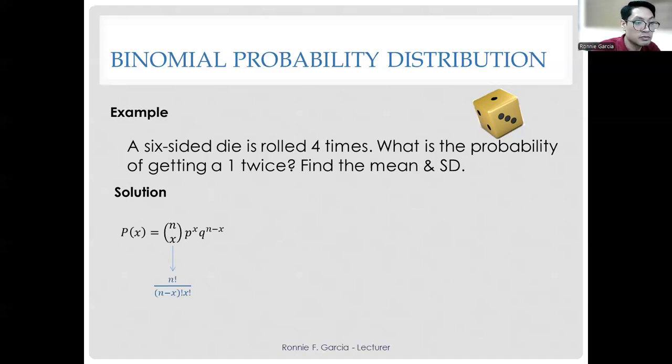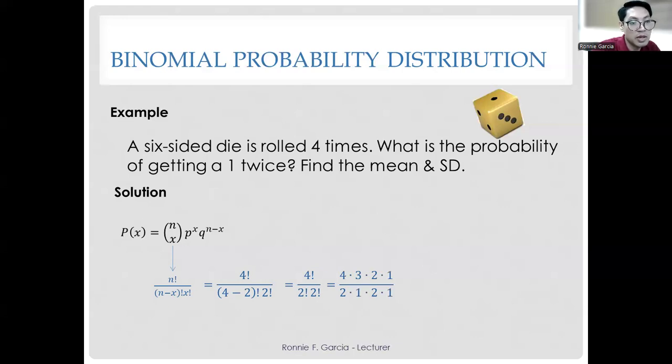So from the formula of n taken x, that is n factorial divided by the difference of n and x factorial times x factorial, we're going to substitute n with 4. So we will have 4 factorial for the numerator. And for the denominator, we have n, which is 4, minus x, which is 2. So 4 minus 2 is equal to 2. That is equal to 2 factorial times our x factorial, which is also 2 factorial. So simplifying that, we will have 4 times 3 times 2 times 1 for the numerator.